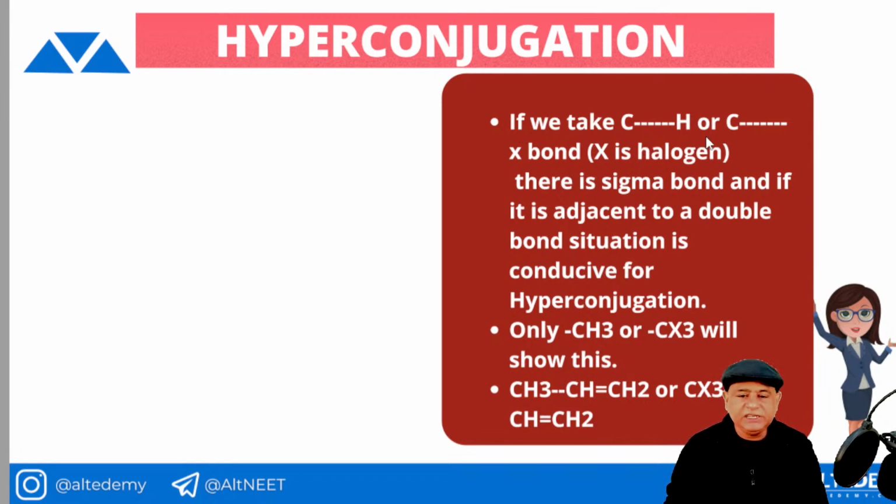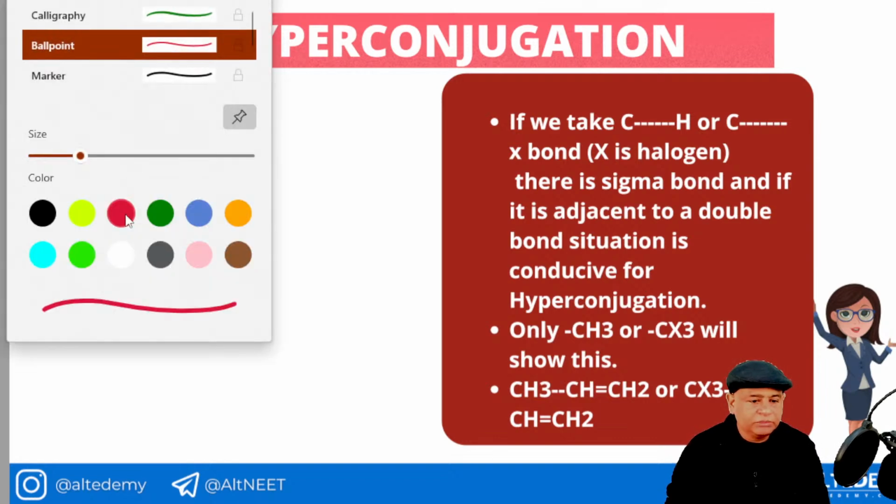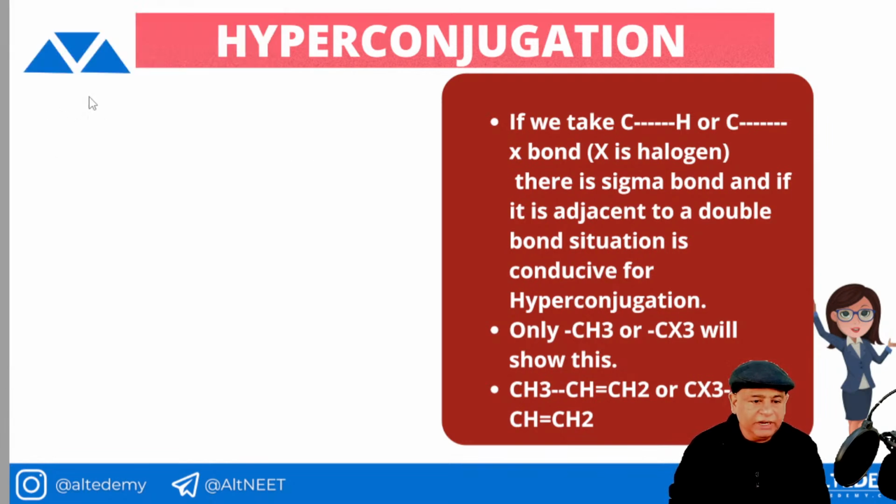Look, if we take a CH or CX bond, like we are taking here, let me change the color. We are taking a CH bond, or we take a CX bond. X is what? X is a halogen, and H is hydrogen. There is a sigma bond. We call this a sigma bond. Again, this is also there, and we call this a sigma bond, right?